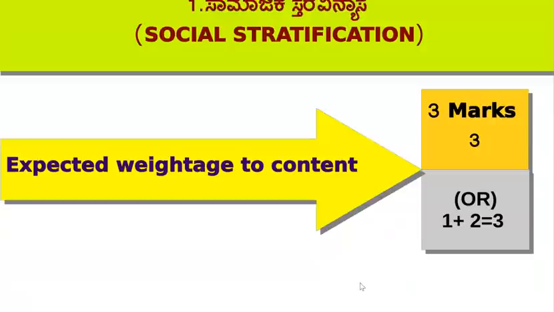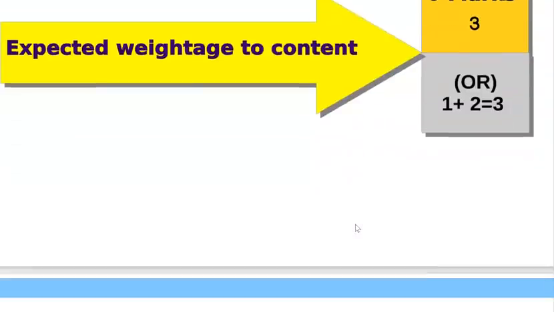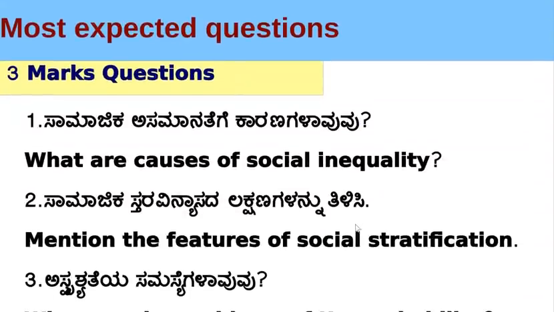First chapter, social stratification. Expected weightage to content, 3 marks. Directly you can get one 3 mark question. If not, one 1 mark question and one 2 mark question. So altogether 3 marks. Most expected questions.